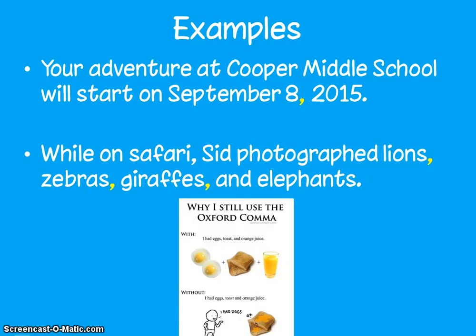I love this picture below. It says why I still use the Oxford comma. That is the comma before the and. Right here you can see, if we use it, it says I had eggs, toast, and orange juice, meaning you had eggs and you had toast and orange juice. But if you don't use the comma before and, it sounds like I had eggs, toast and orange juice, meaning that you had maybe your toast in your orange juice or your orange juice on your toast, which does not sound appealing to me. I would much rather have my Oxford comma and have my eggs separated from my toast and separated from my orange juice.